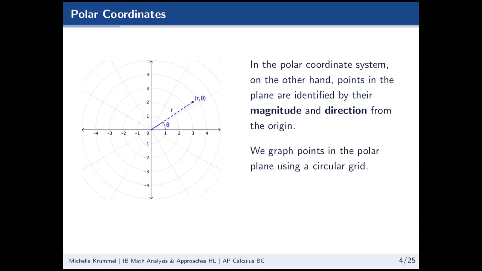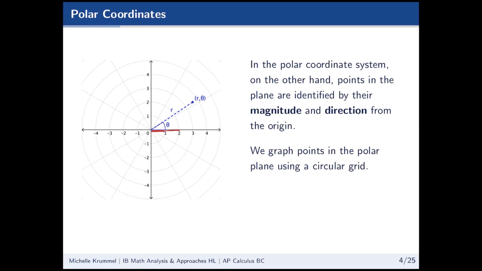Now, in the polar coordinate system, because we're using angles and magnitudes to get to points in the plane, our graph paper or our grid is going to look a little different. Instead of a rectangular grid, now we have this circular grid. When we're thinking about the scale that we're using, notice that it's just the radius of each one of these circles. So here, if we go a distance of 1, we are on a circle with radius 1. If we go a distance of 2, we're on a circle with radius 2, and so forth.